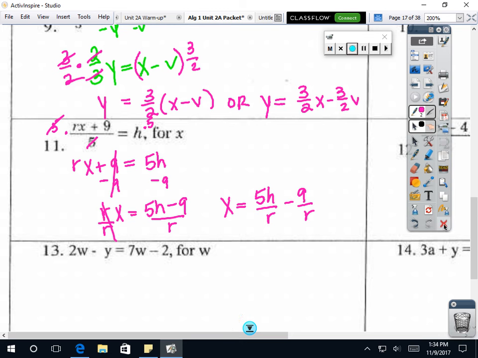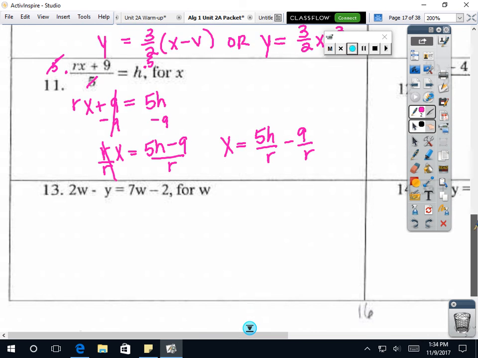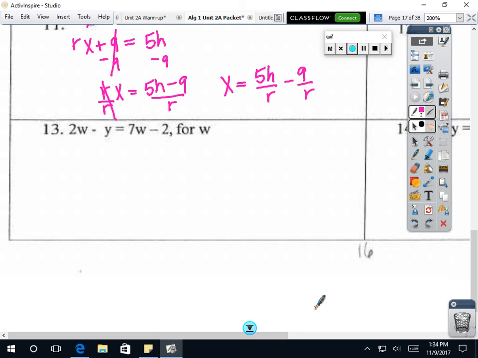All right, number 13. 2w minus y equals 7w minus 2, and they want us to solve for w. But anytime they're asking you to solve for the variable and there's more than one of that variable, what do you have to do first? Combine like terms. So do you want to move the 2w over to the 7w or the 7w over to the 2w?